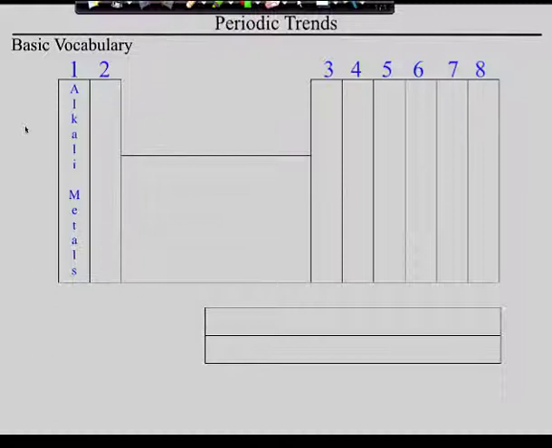Guys, group number 2 is similar to 1. These are what are called the alkaline earth metals. And guys, I couldn't get the word metal to fit and make alkaline earth big enough that you could read it. So in yours, you want to include the word metal because these are metals as well. And these are what are called the alkaline earth metals.